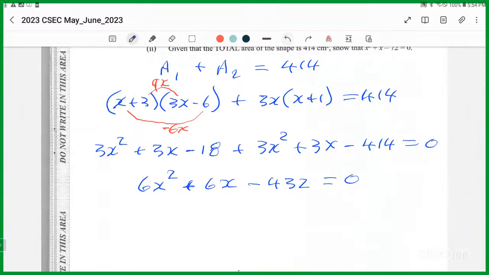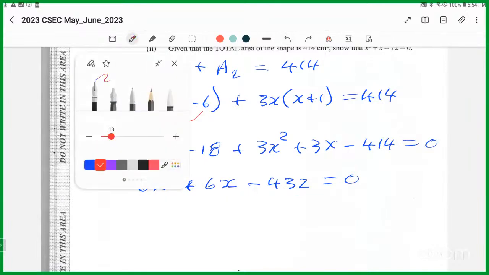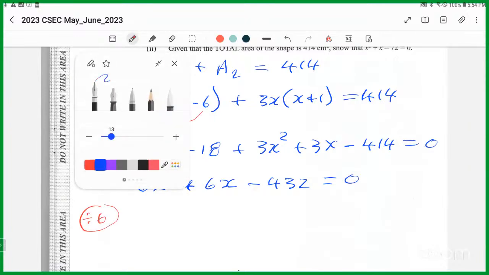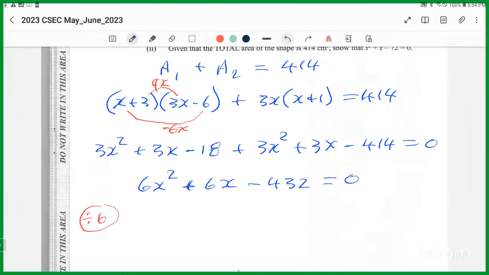Divide by 6. Divide by 6. And you get the equation. Divided by 6, we get x squared. Divided by 6, we get x. Divided by 6, you get 72 equals 0.